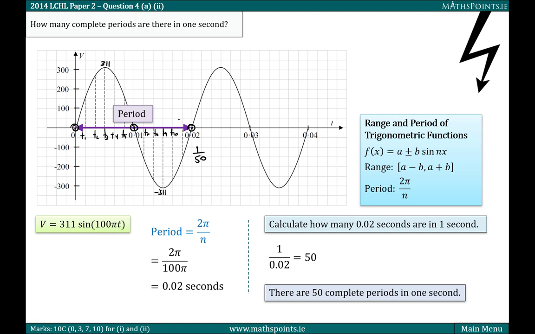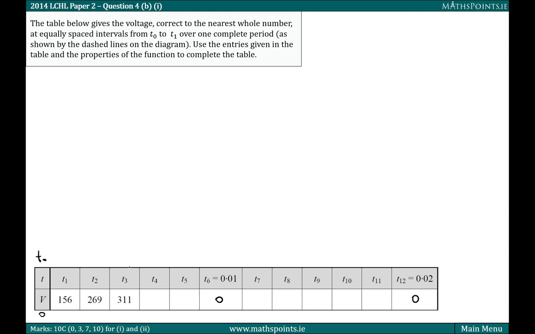Then we have T10 and we have T11. And obviously T12 is back at 0 again. So T3 is 311 and T9 is minus 311. Well, T3, we can see that it's 311, that's good. And T9 is minus 311. So the question is, how do I get the rest of the values for the table?